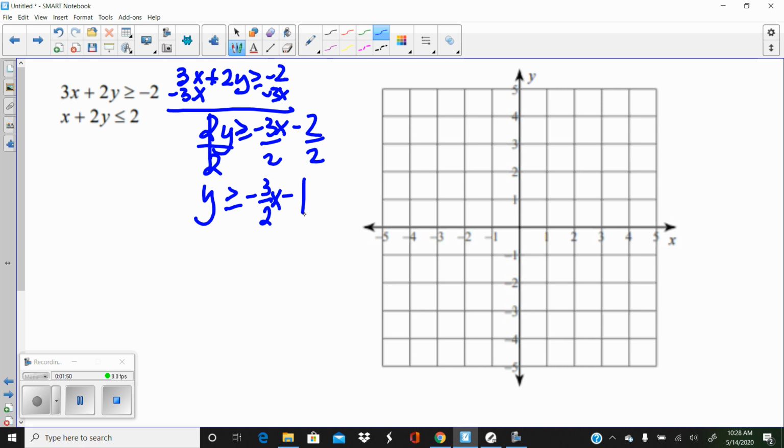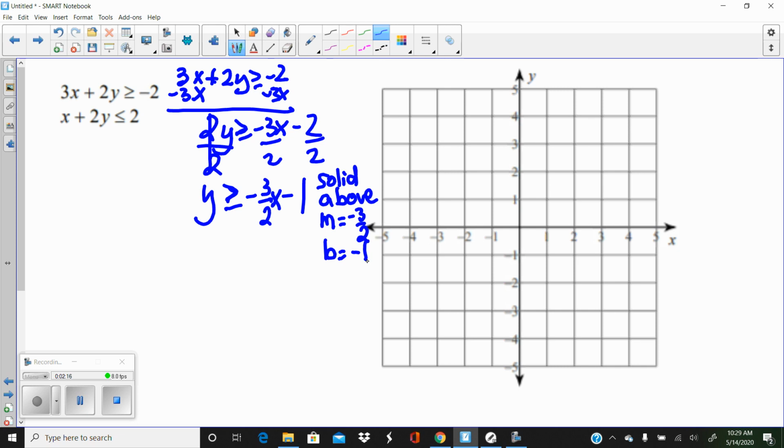So there's some things that we know here. We know it's going to be a solid line. We know that it is going to be above because the greater than symbol means I'm going to be shading above the line. We know the slope is -3/2. And we know the y-intercept is -1. The slope-intercept form is always super valuable for us.